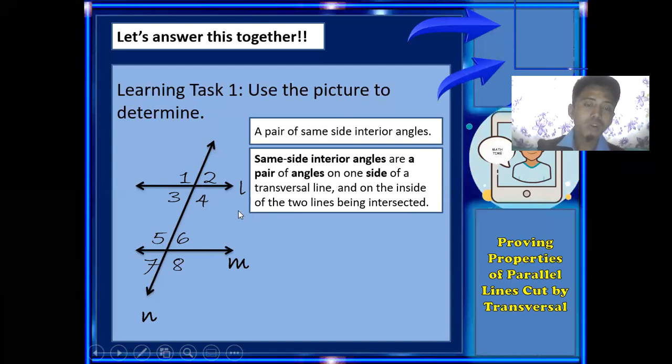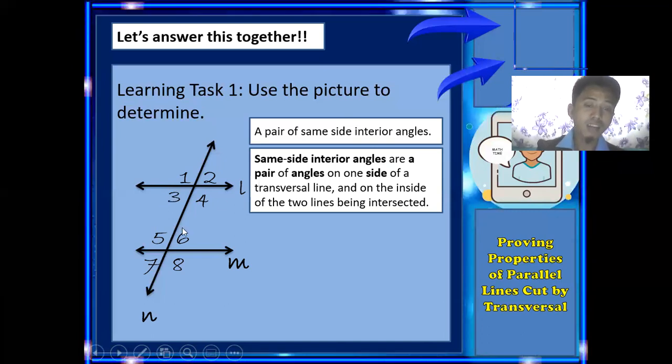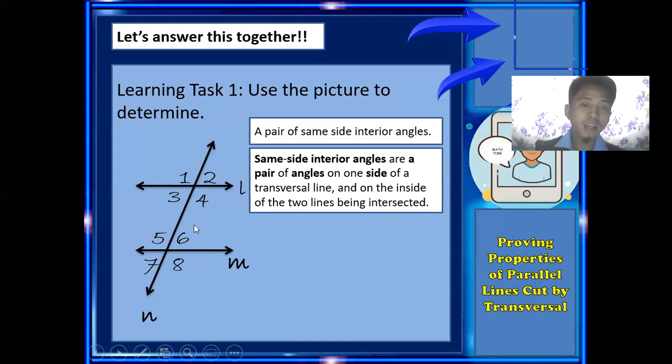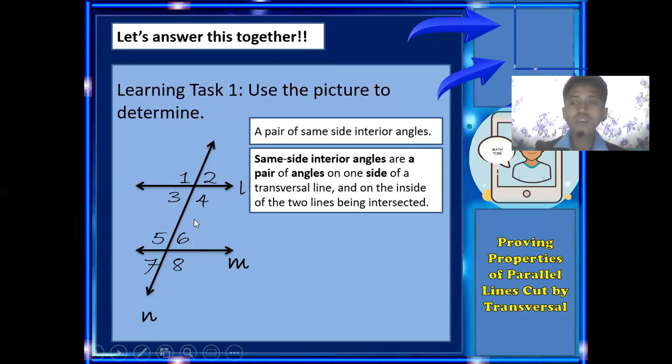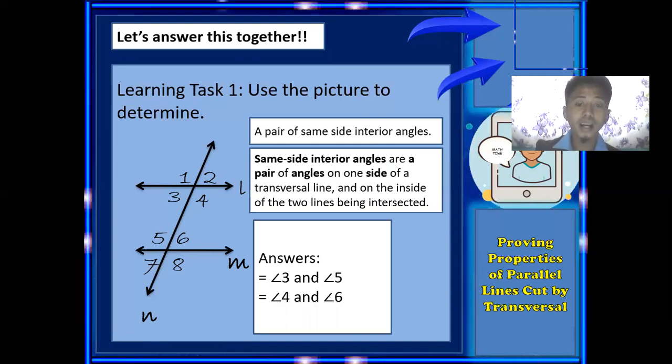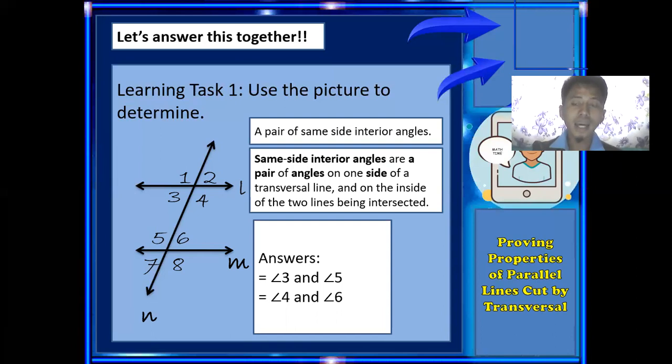Right? So that's why angle 3 and angle 5 are same side interior angles, because they are on the same left side and at the same time they are interior angles. And then angle 4 and angle 6, since they are on the same right side, they are same side interior angles. Okay, do you have any question about this one? That's why our answer is, the pair of same side interior angles are, first, angle 3 and angle 5.